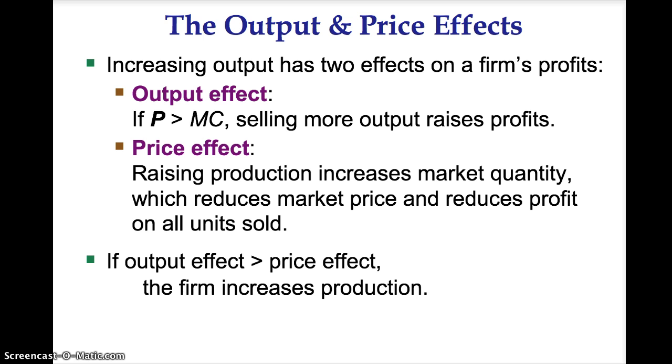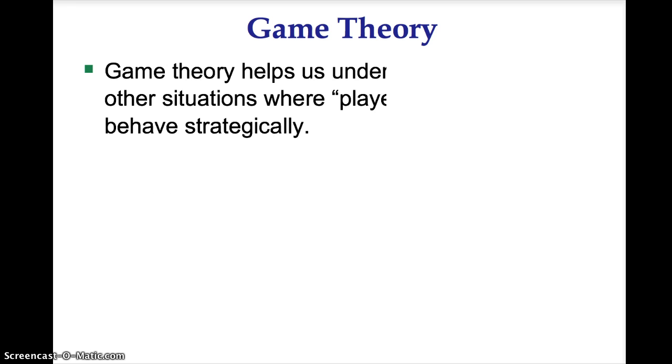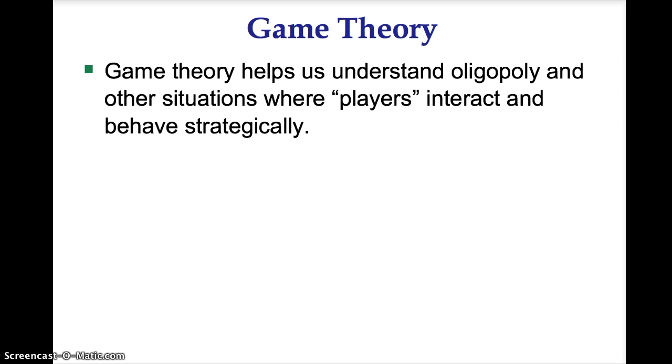If the output effect is greater than the price effect, the firm will increase production. If the price effect is greater than the output effect, the firm should reduce production. Game theory. Game theory helps us understand oligopoly in other situations where players interact and behave strategically.